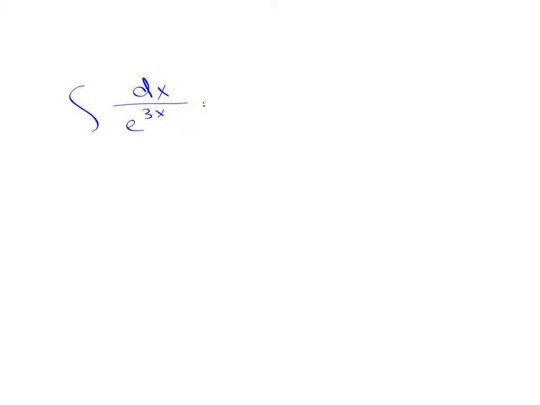Next example is a little bit more challenging because the first step is not as obvious. Before we do any u-substitutions or anything, we have just an e to the 3x in the denominator, and it's hard to integrate when you have stuff in the numerator and the denominator unless you're doing a u-substitution. But since there's nothing else up in the numerator other than the dx, we can bring that e to the 3x up and write it with a negative exponent. So that is the same thing as e to the negative 3x dx.